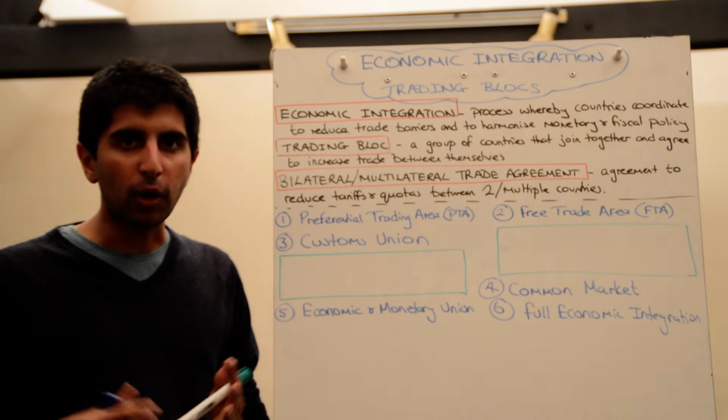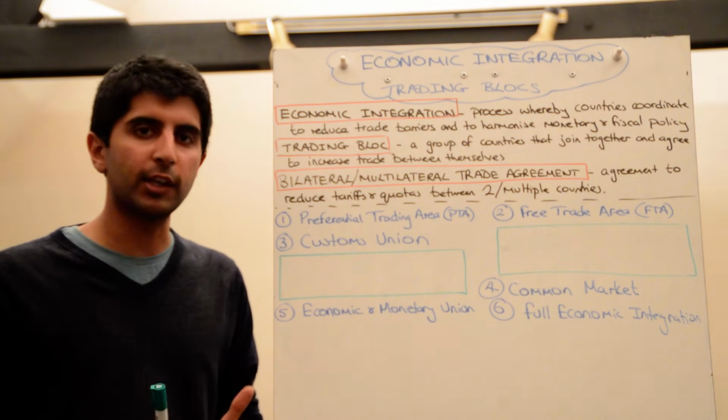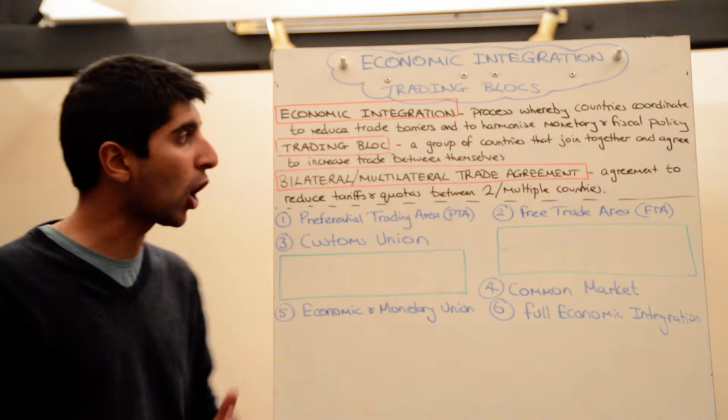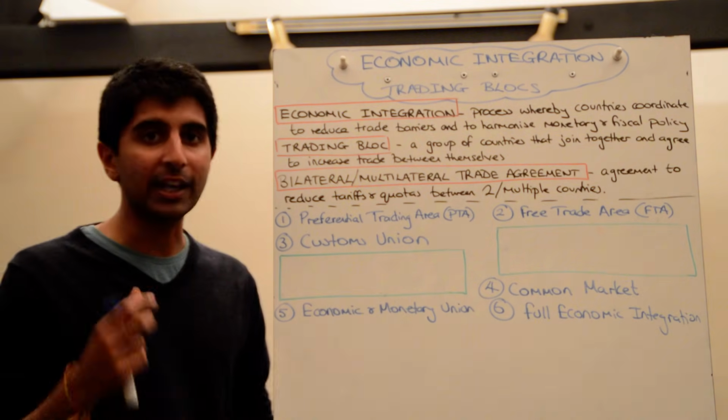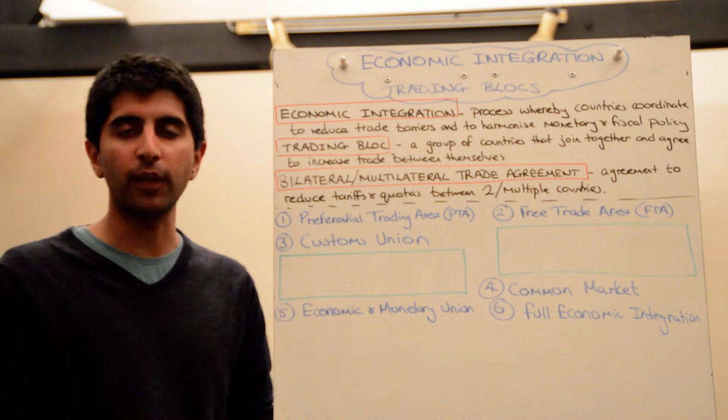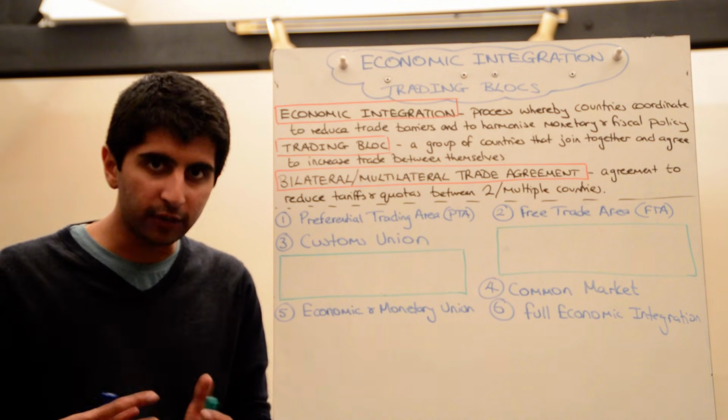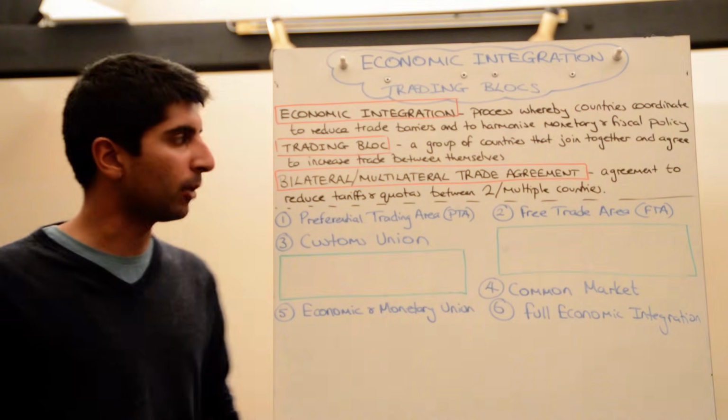What about a trading bloc? So we talk about different types of integration, we talk about different types of trading bloc. Well, that is a group of countries that join together and agree to increase trade between themselves. So anytime that happens, those countries together form a trading bloc.